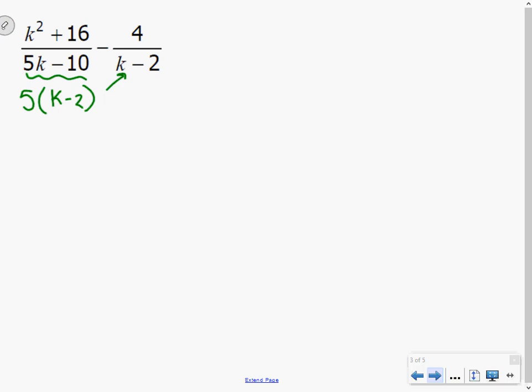That means that in order to get a common denominator, we really just need to multiply this expression on the right by 5 over 5. If I do that, that's going to give me my common denominator of 5 times k minus 2. So let's do that. Our first rational expression, we're not doing anything to it. I'm going to keep the denominator in that factored form because we're going to eventually factor at some point anyway. So no point to multiply things back together.